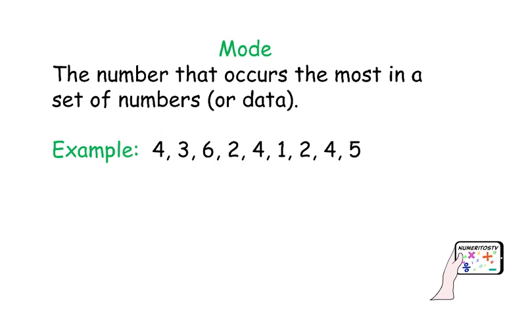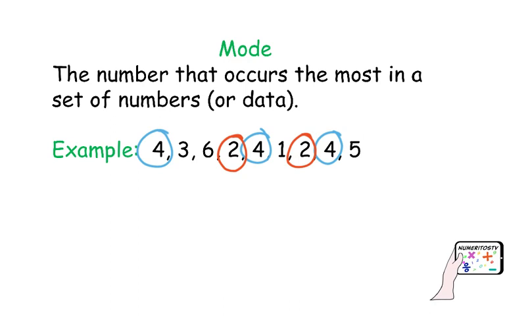What about the mode? The mode is the number that occurs the most in a set of numbers or data. So, let's find the mode of these numbers. It helps if they are in order from least to greatest, but you don't need to write them in order. If you observe, we can find 4 three times. The 2 also repeats, but it only repeats twice, so the frequency of 2 is only 2 times.